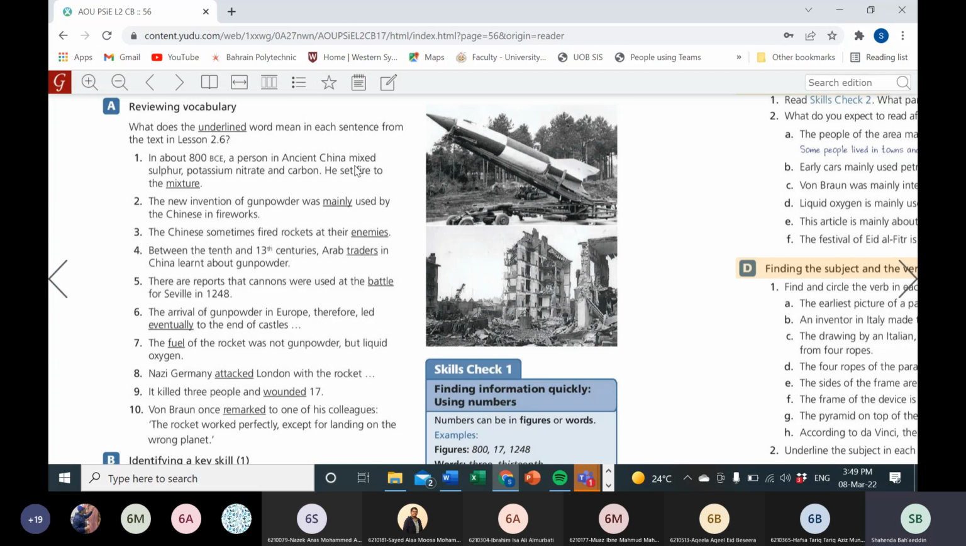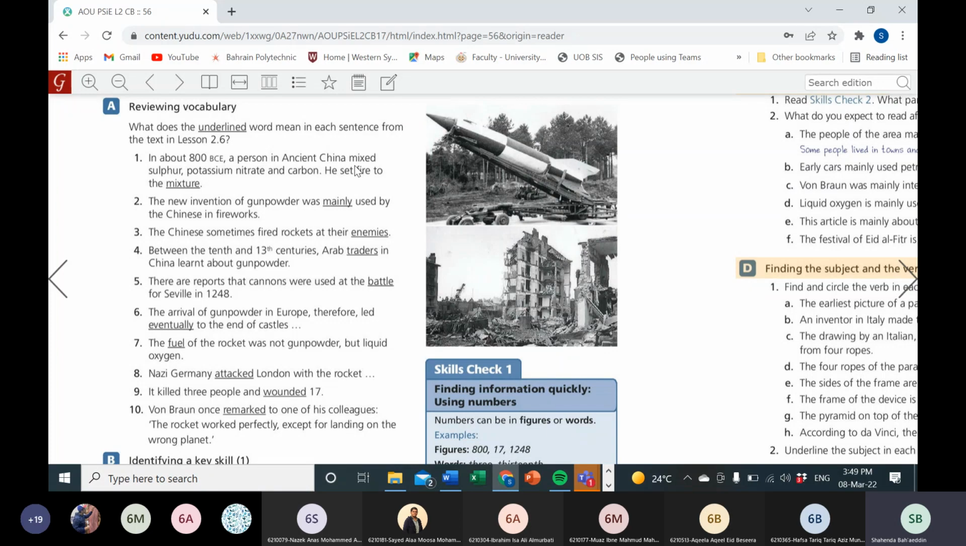The Chinese sometimes fired rockets at their enemies. You can use a dictionary in this case. What is an enemy? Someone you had a fight with. Okay, this could be one thing. As people who hate somebody or who act or speak against somebody, so you don't like this person, you consider him as your enemy because you hate him or her, and so on.